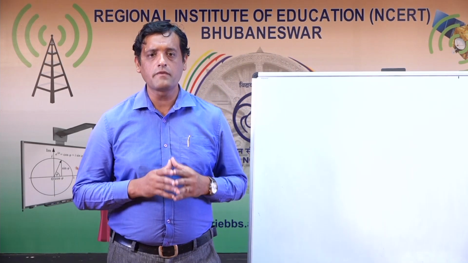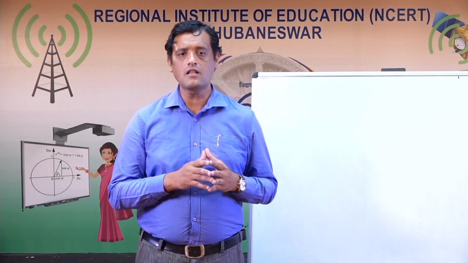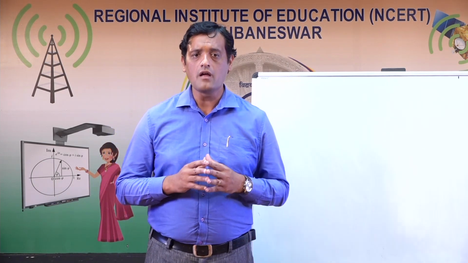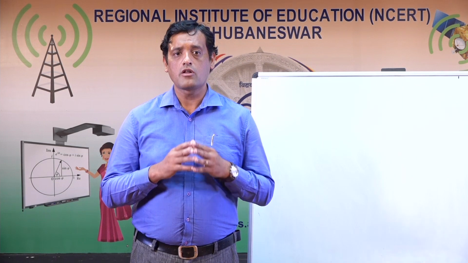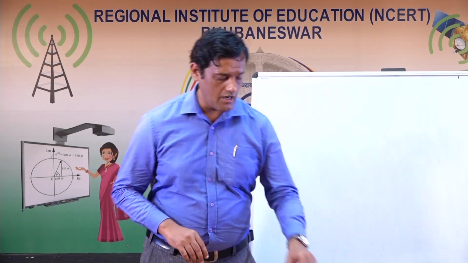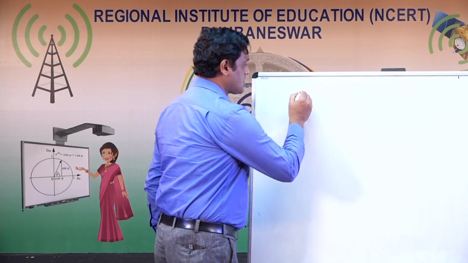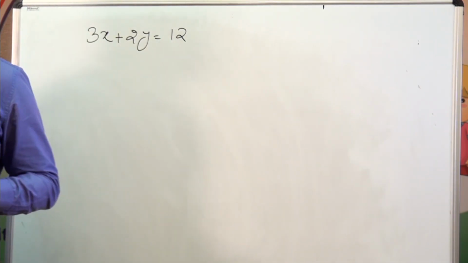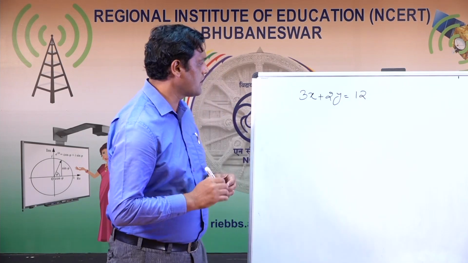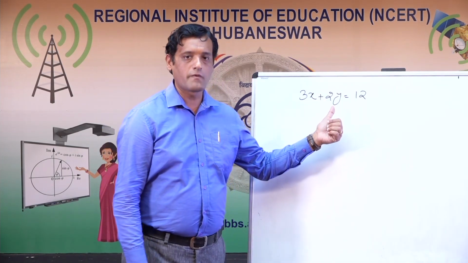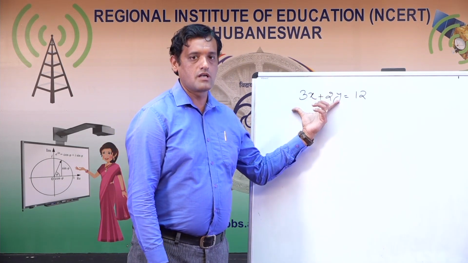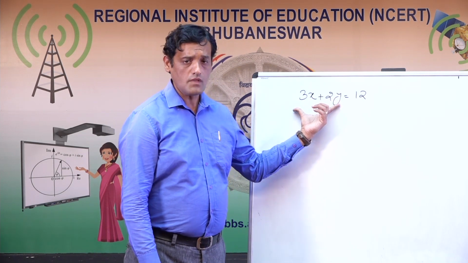So children, let us start with some examples. In the last class we understood what a linear equation of two variables is. Today we start with the solution of a linear equation. Let us start. A problem is given on your screen: 3x plus 2y equal to 12. Is it a linear equation of two variables? The answer is yes, because there are two variables, one is x and the other is y. The degree of x is 1 and the degree of y is 1. So this equation is a linear equation of two variables.